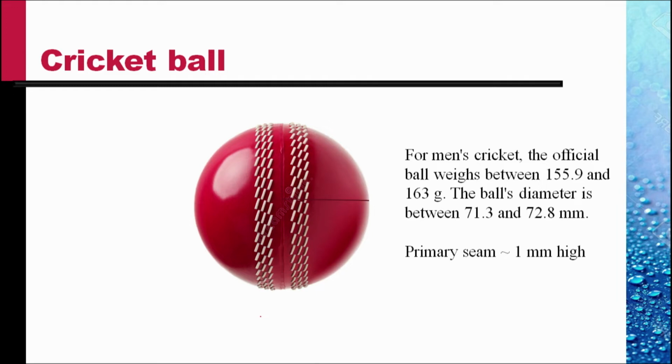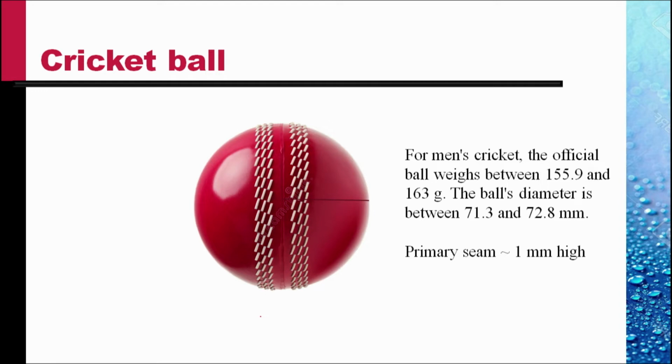Now we come to the sport of cricket. As mentioned earlier, the ball used in cricket is the strangest ball of all. It has an equatorial seam, 6 rows of raised stitches. The seam is about 1 millimeter high from the surface. There are 2 secondary seams running perpendicular to these primary seams, but they are of little consequence.